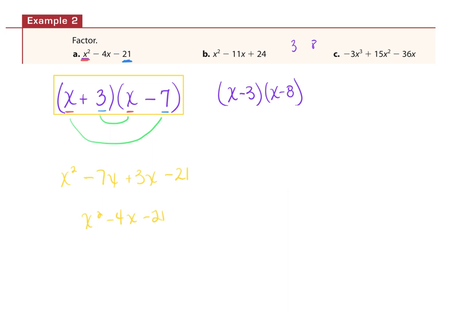Does it work? x times x will give me x squared. Negative 3 times negative 8 will give me positive 24. And then my outer and inner terms, negative 8x and negative 3x, will add up to give me negative 11x. Yes, that is the correct factoring here. All right. Now the last one looks way more difficult, right?